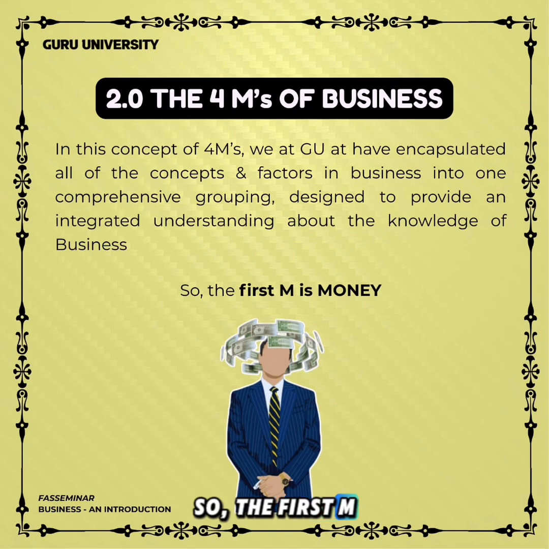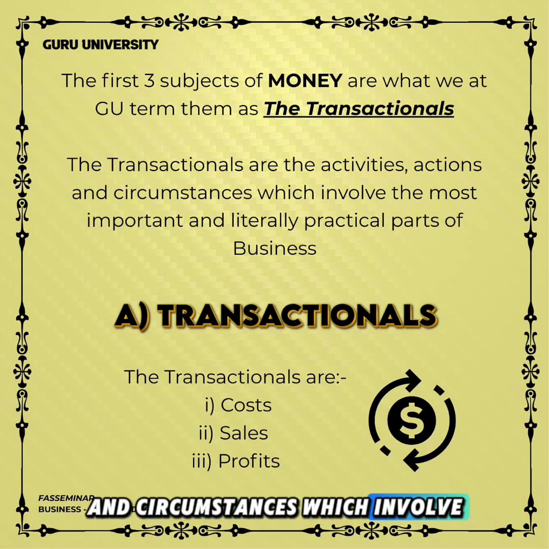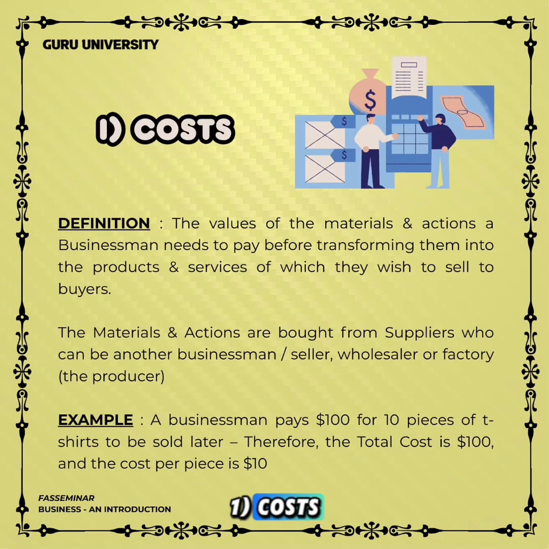So the first M is money. The first 3 subjects of money are what we at GU term the transactionals. The transactionals are the activities, actions, and circumstances which involve the most important and literally practical parts of business. The transactionals are 1. Costs, 2. Sales, 3. Profits. 1. Cost.